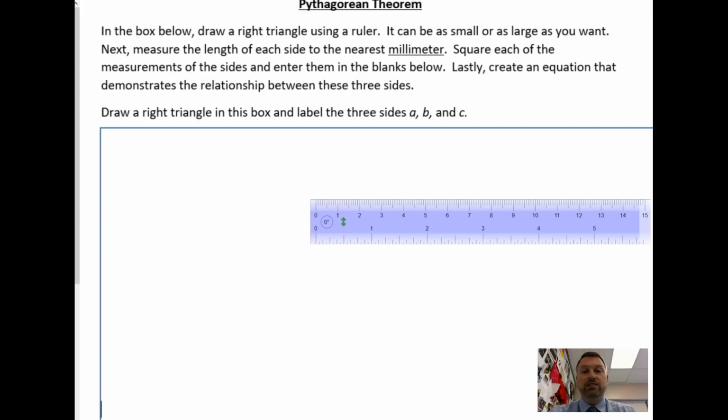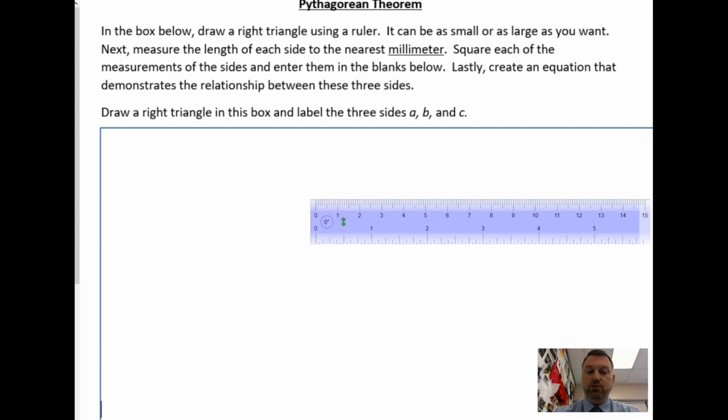First things first. You're looking at this page and it says Pythagorean theorem. I'm going to read this and you follow along. It says, in the box below, draw a right triangle using a ruler. The rulers are up there by the desktop, so somebody can grab those please and hand them out. It can be as small or as large as you want. Next, measure the length of each side to the nearest millimeter. Square each of the measurements of the sides and enter them in the blanks below. Lastly, create an equation that demonstrates the relationship between these three sides. Draw a right triangle in this box and label the three sides A, B, and C.